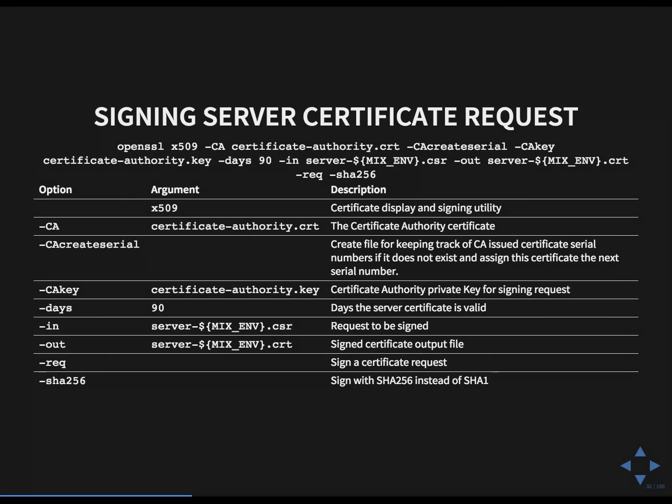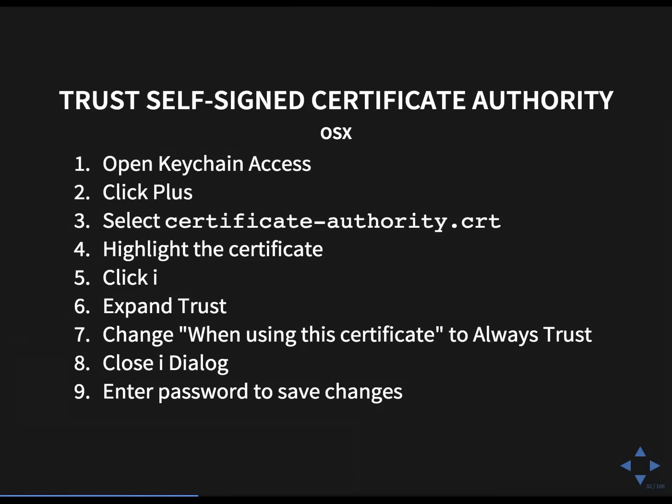To actually trust the cert for our development environments in OS X, you have to open Keychain Access, click the plus sign to add the certificate authority cert, highlight it, click I on the bottom, and then you're going to get a dialog that has the collapse arrows. You're going to uncollapse trust and then change to, when using this certificate, always trust. And then we're going to close the dialog and it'll prompt you for your password like Keychain always does for any actual change. And that way you won't get an untrusted cert warning in Chrome anymore. So you'll be able to test that your certs are working as expected in production.